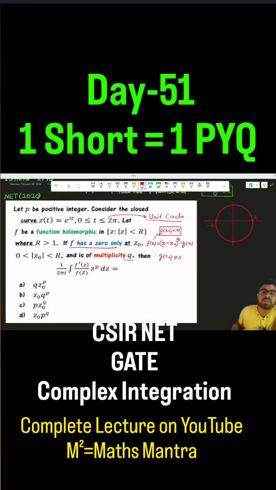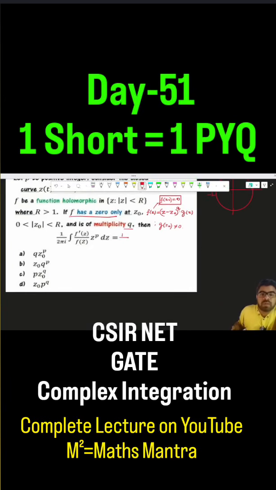Now we have to find this integration. So if I put all these values here, then what do we get? It becomes 1 upon 2 pi i times the integral of f dash z, so f dash z will be z minus z naught power q into g dash z plus q times z minus z naught power q minus 1 into g of z, divided by f of z. So this becomes z minus z naught power q into g of z, and this is multiplied by z power p into dz. Clear?